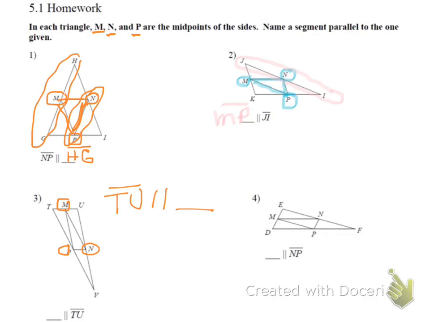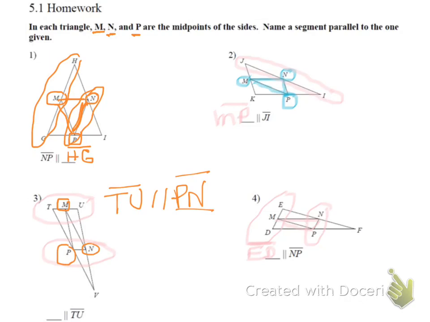So look where TU is. Here's TU. It is parallel to PN. So that, let me just erase this so we can see it. Yes, that's PN. So TU is parallel to PN. And then because we're talking segments, I'm going to write that above. Okay, same drill. Here's our mid-segments. And NP, where's NP? Oh, right here. That's going to be parallel to ED. So ED, with a little segment mark above, is parallel to NP.